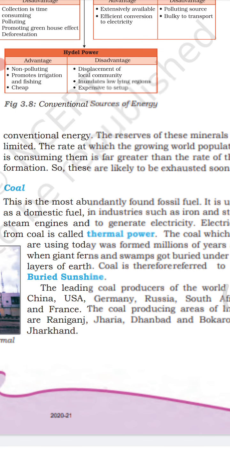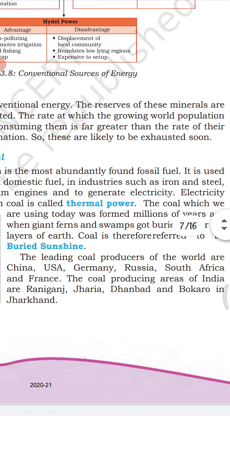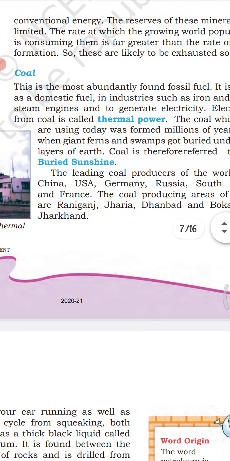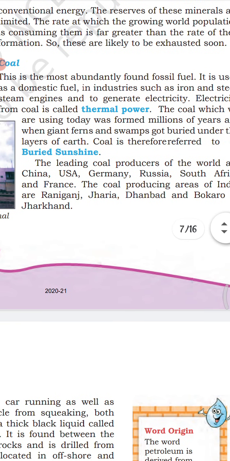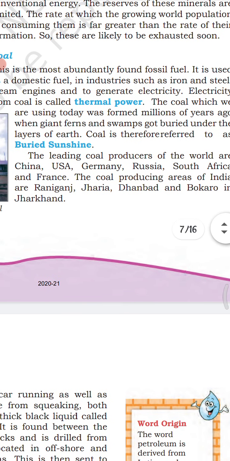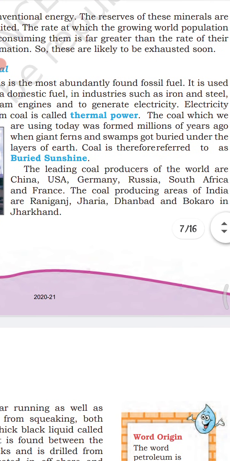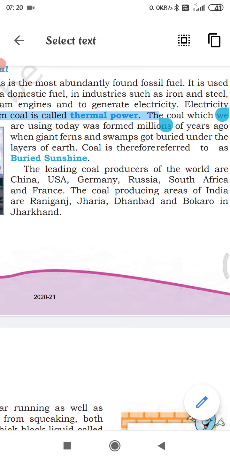Coal. This is the most abundantly found fossil fuel. It is used as a domestic fuel, in industries such as iron and steel, in steam engines, and to generate electricity. Electricity from coal is called thermal power. So, underline this. Electricity from coal is called thermal power.